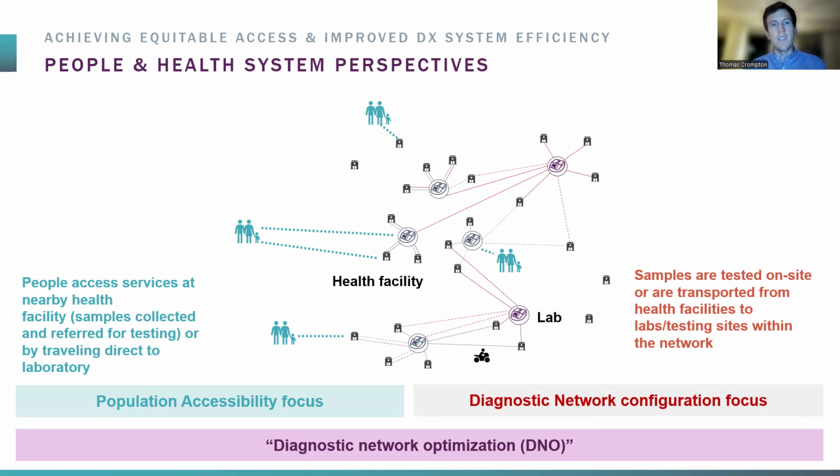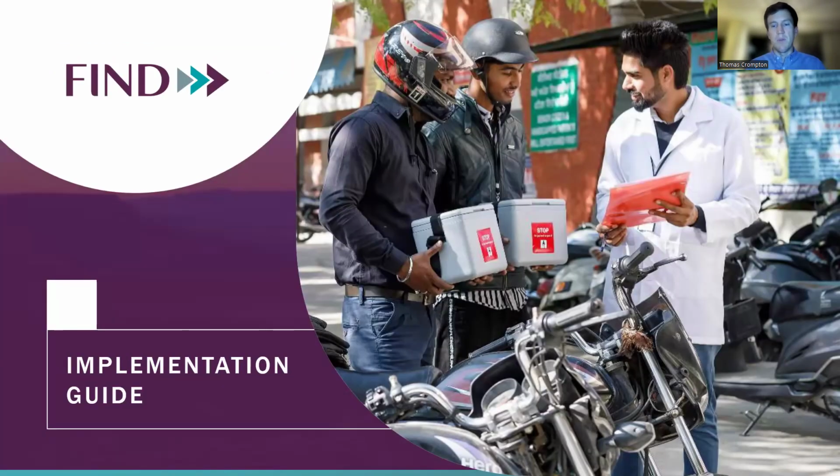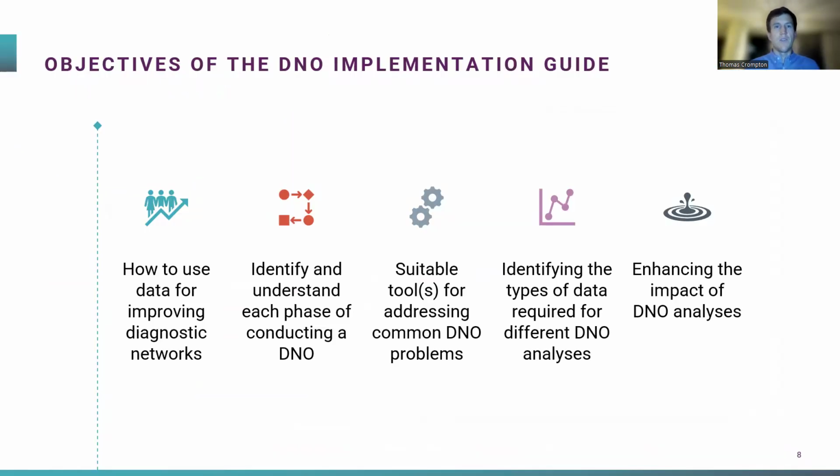So with that brief background on DNO, I'm going to chat about the implementation guide. The objectives of this stepwise approach to DNO for implementation is we want to make sure we know how to use data to improve our diagnostic networks. We understand each phase of conducting a DNO. It's done in a phased and stepwise approach. And understand what tools are available to solve these common challenges, what data is required, what do we need from our diagnostic networks, from our laboratories, from our health facilities, and make sure we enhance the impact of these analyses so that after we've put in the time to analyze all of this data, we get the best results.